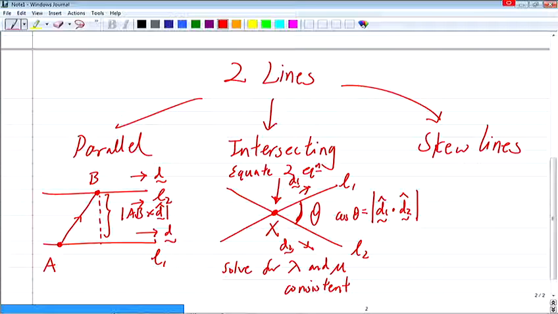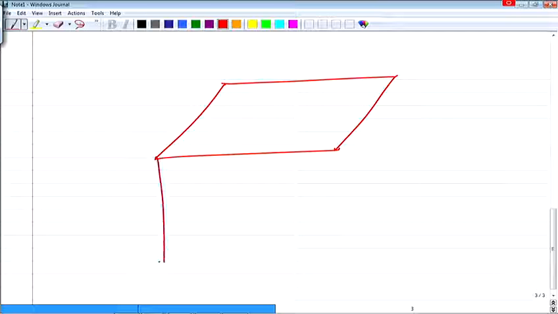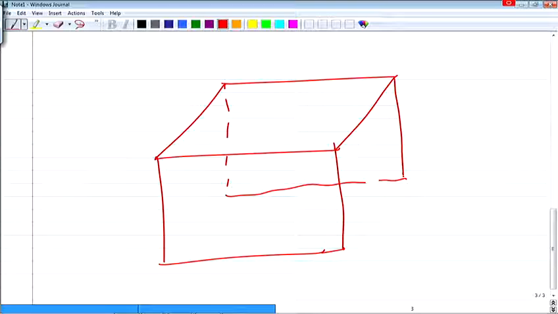That's it. Now, if it's skew lines, I need to go one more page because I have to draw a bigger diagram to let you visualize. Anyway, what I'm doing here is all in your notes. I'm just doing a quick summary of what we have done so far.